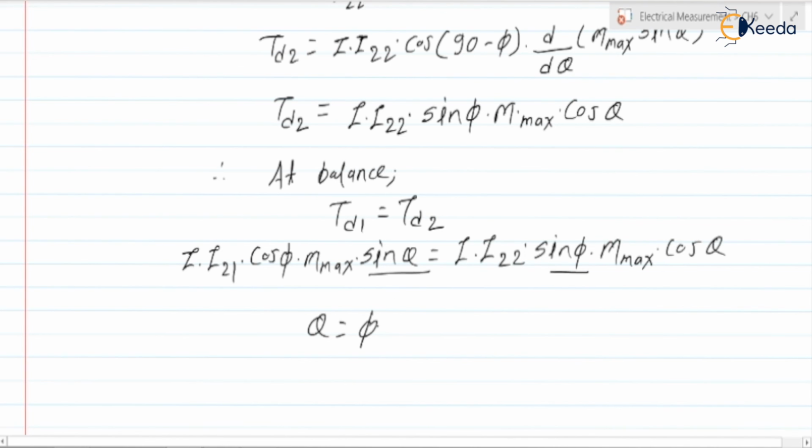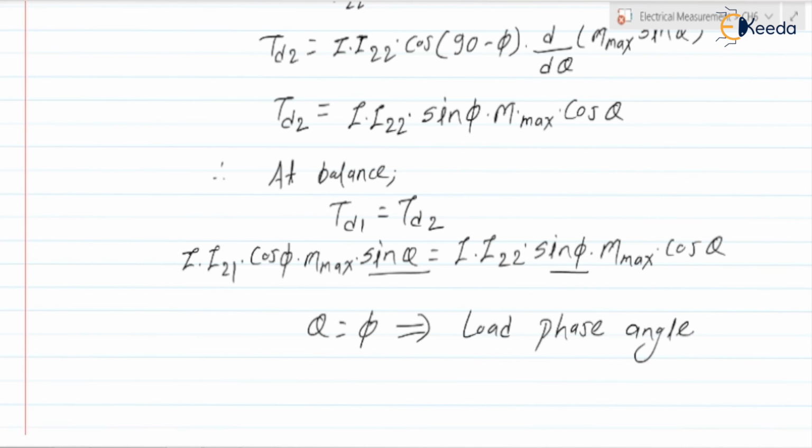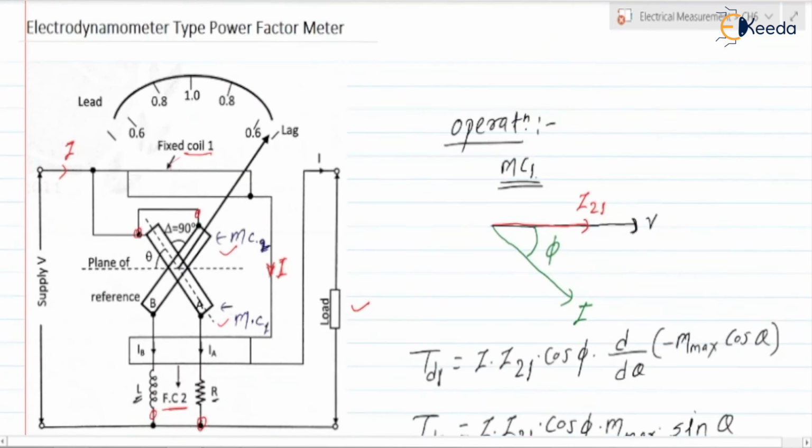Theta is nothing but the deflection of the pointer, and phi is nothing but the load phase angle. So the deflection of the pointer is proportional to the phase angle of the load. From this equation we can conclude that the change in angle theta is nothing but the phase angle phi. In this way the EDM type power factor meter works.